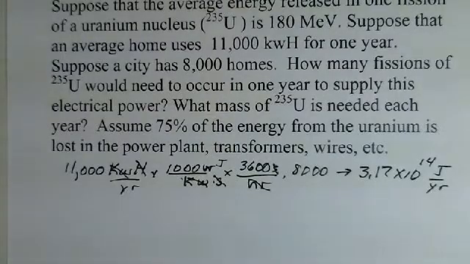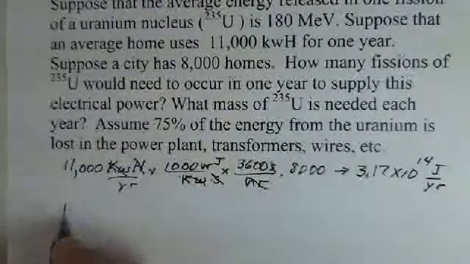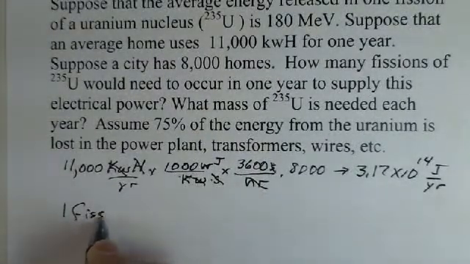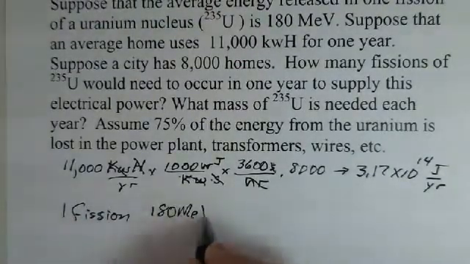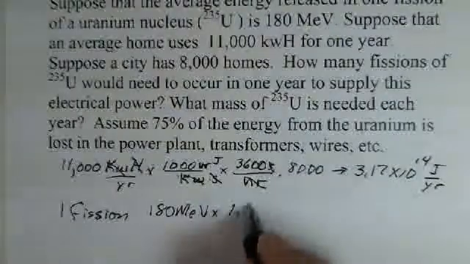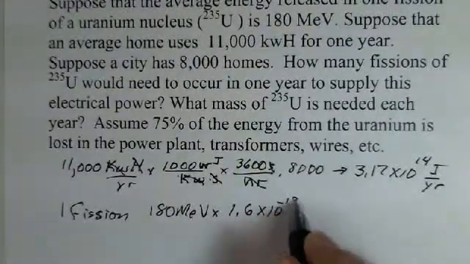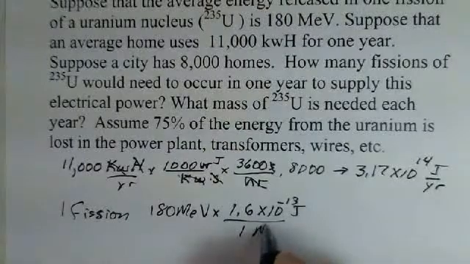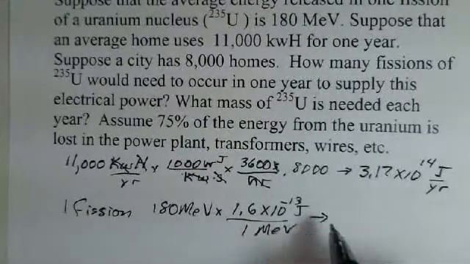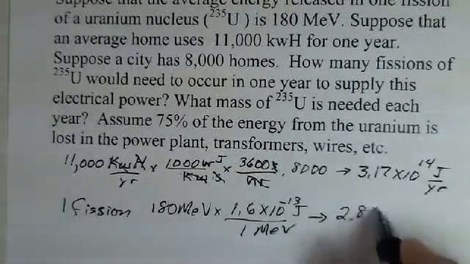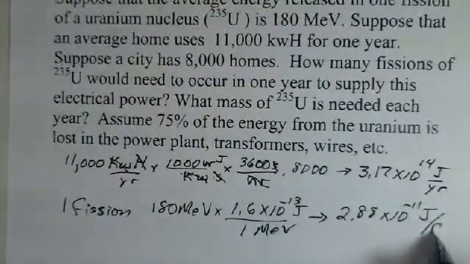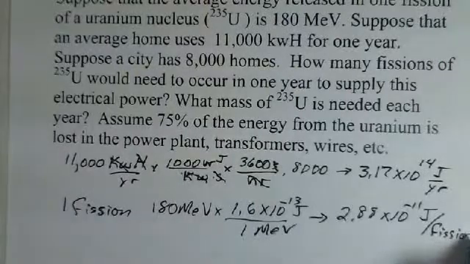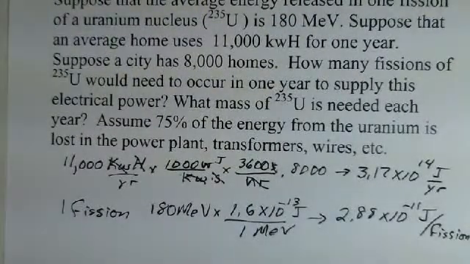Now, how much energy do we get out of one fission? One fission provides us with 180 MeVs. Let's convert that to joules. 1.6 times 10 to the minus 13 joules for 1 MeV. So I'd have 2.88 times 10 to the minus 11 joules per fission. We're going to need a lot of fissions.